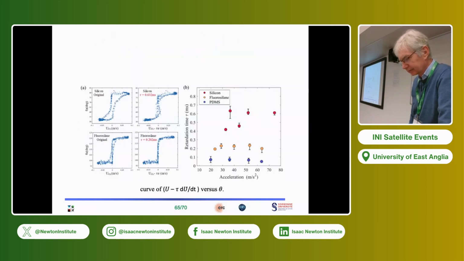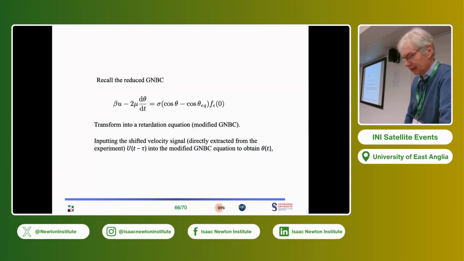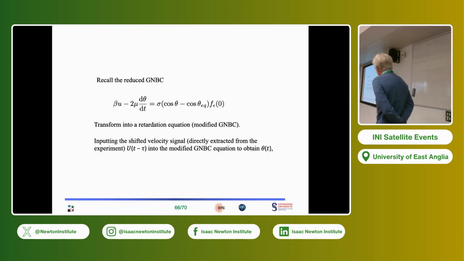But if you create a relaxation time shift, then you can superpose the curve with a time shift of a bit less than a millisecond. But the time shift is not the same for various substrates, so there is a mystery there. Why do various substrates obtain different time shifts? So the time shift, it turns out, can be explained by the GNBC.